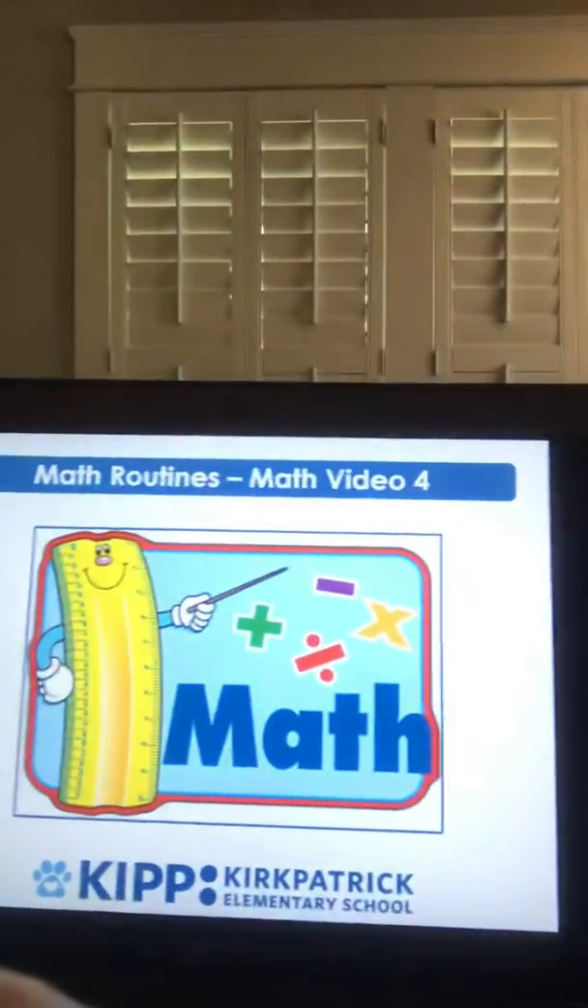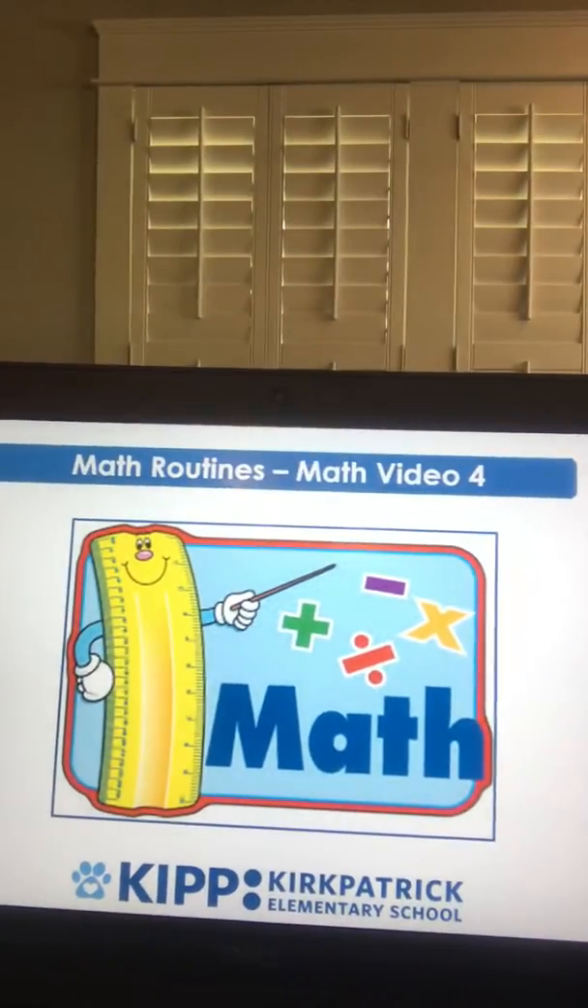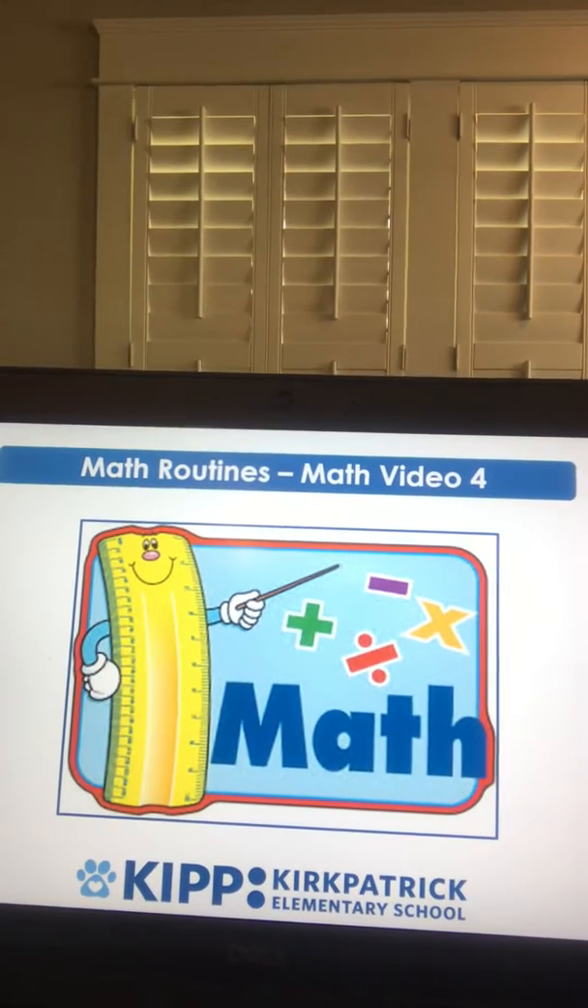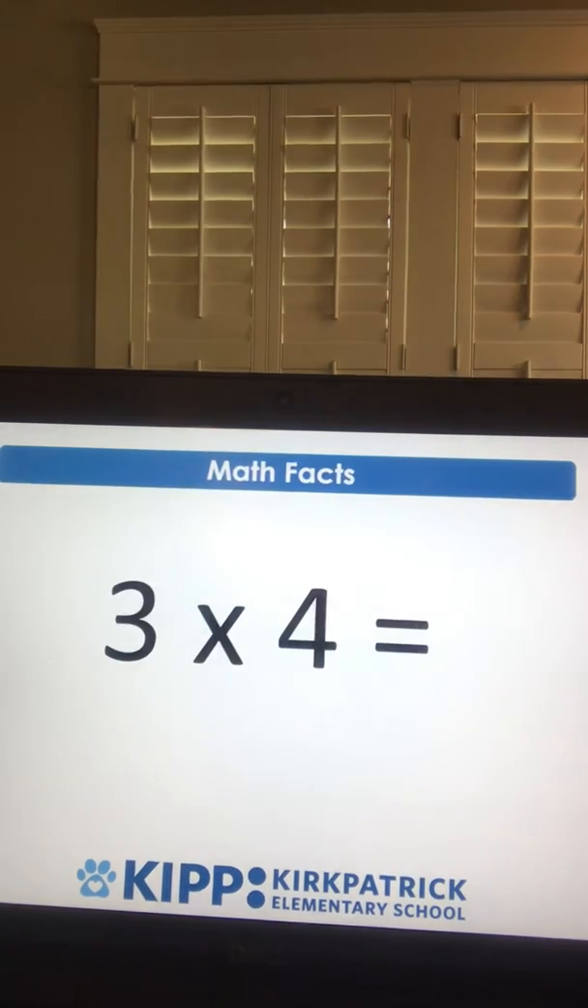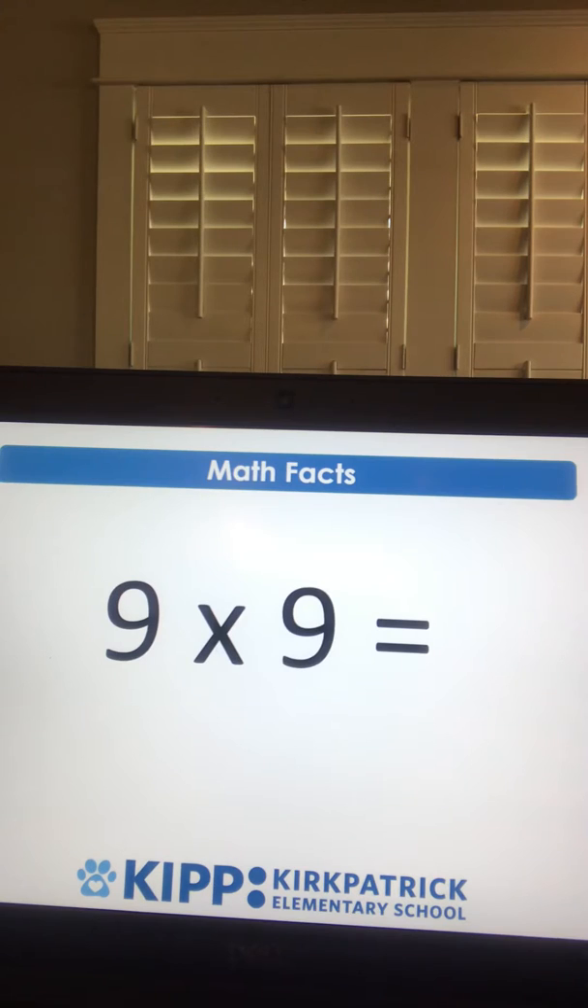Here we go. So with our math routines, we're going to do a PowerPoint just like what we would do in class. And as we go through this, after each problem, I will pause a little bit to let you answer. And then I'll share the answer as well so that you can check to see if you're on the right track. Here we go. First problem, 3 times 4. That's 12.